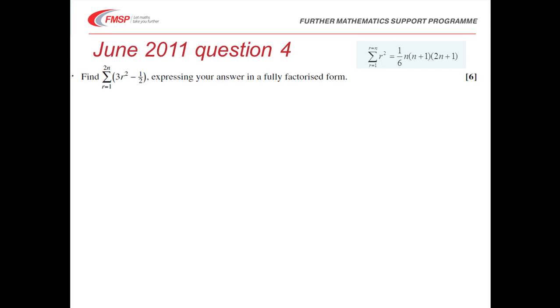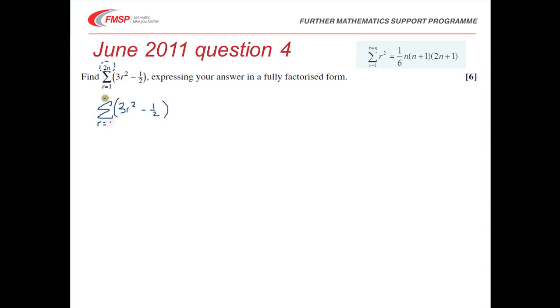So there are a number of things we've got to be careful about here. First of all, it's a little bit different, but we are being asked to sum it from 1 to 2n. So it's very important that we make a note of that. Sigma 3r squared, so when we're doing this, remember that you can split this.